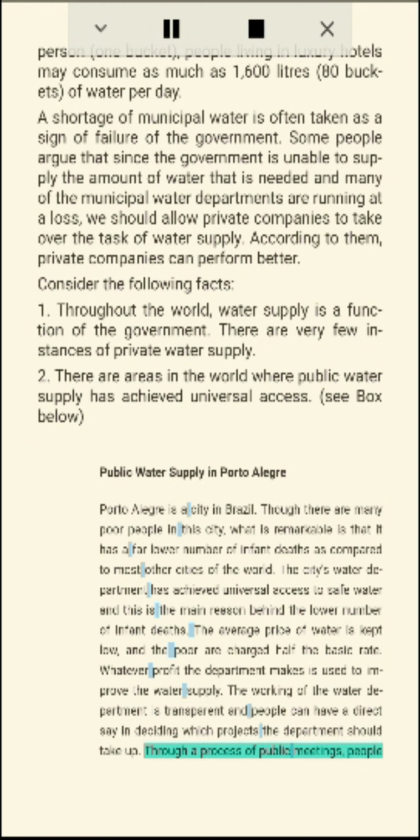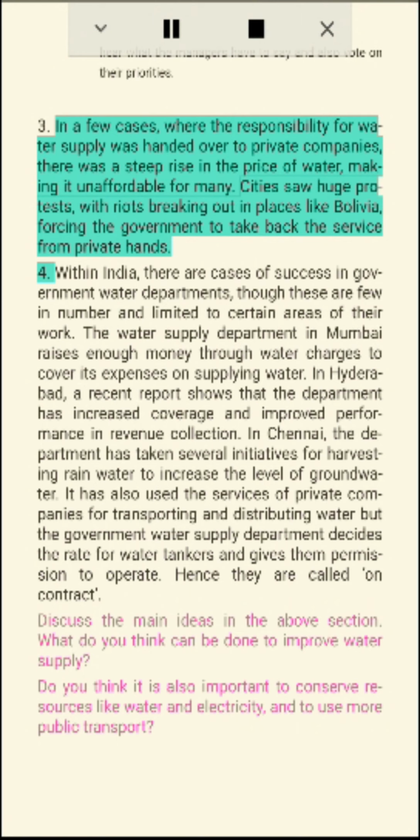The working of the water department is transparent and people can have a direct say in deciding which projects the department should take up. Through a process of public meetings, people hear what the managers have to say and also vote on their priorities. Point 3. In a few cases, where the responsibility for water supply was handed over to private companies, there was a steep rise in the price of water, making it unaffordable for many. Cities saw huge protests, with riots breaking out in places like Bolivia, forcing the government to take back the service from private hands.